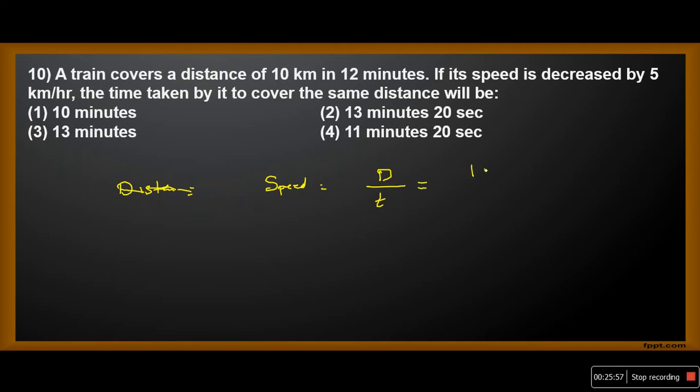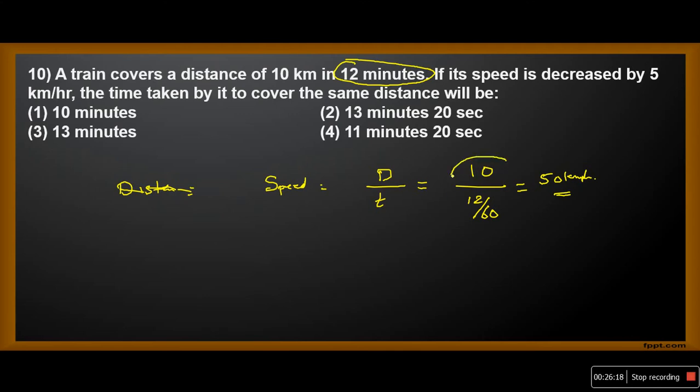Distance is given as 10 kilometers. Be careful, time is given in minutes. You have to convert it into hours. So 12 by 60. We will get 50 kilometers per hour. Okay, speed is 50 kilometers per hour.